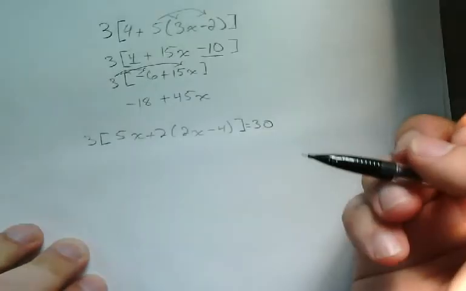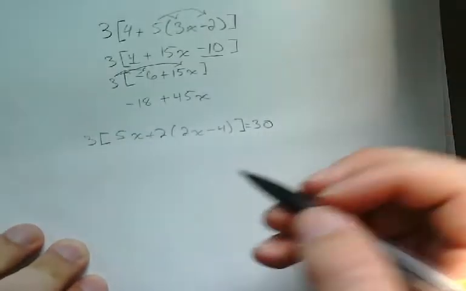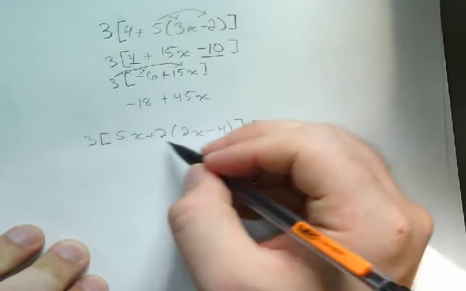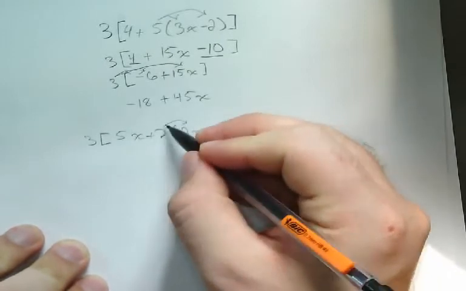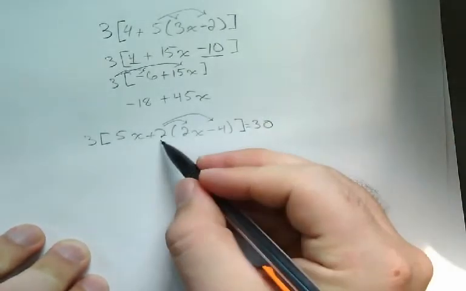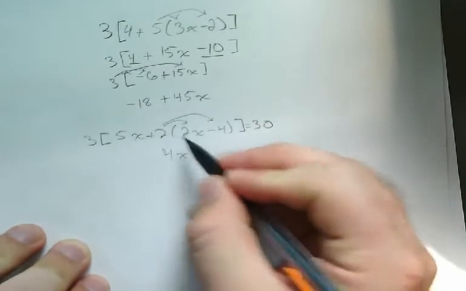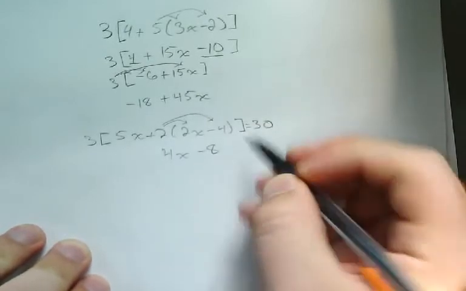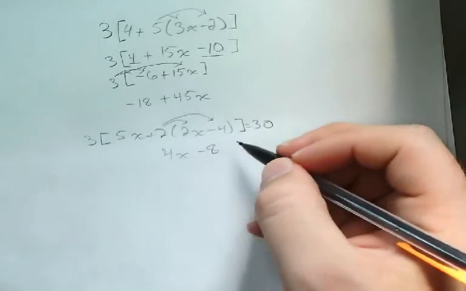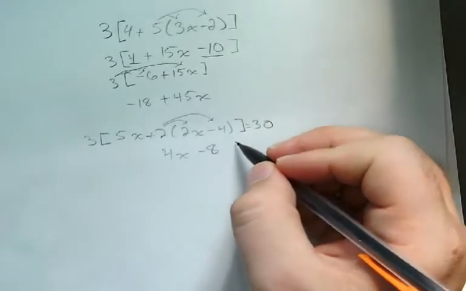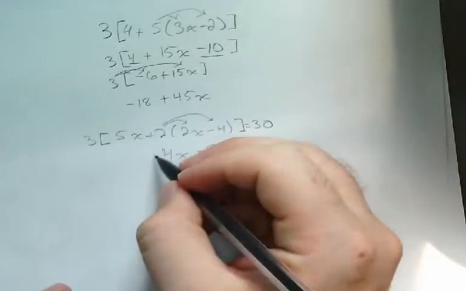Okay, if you haven't worked it out, put this video on pause. If you have, here we go. I'm going to start on the inside, distribute inside first. 2 times 2x is 4x. 2 times negative 4 is negative 8. I can drop that inside the parentheses, and all I have left is the brackets now.